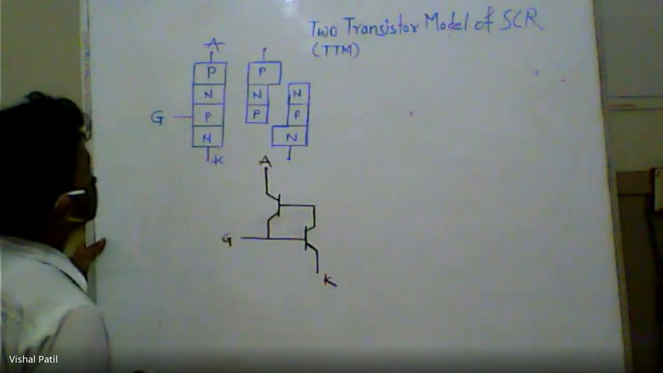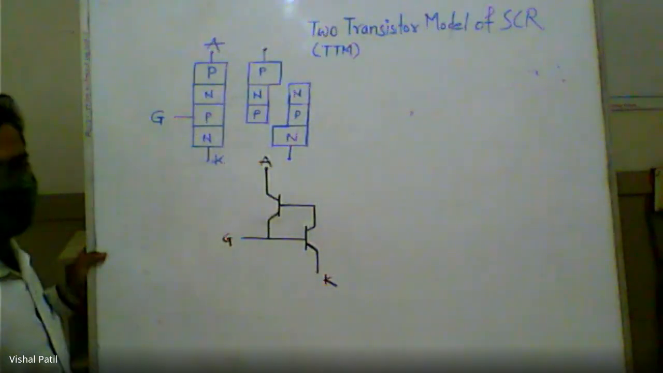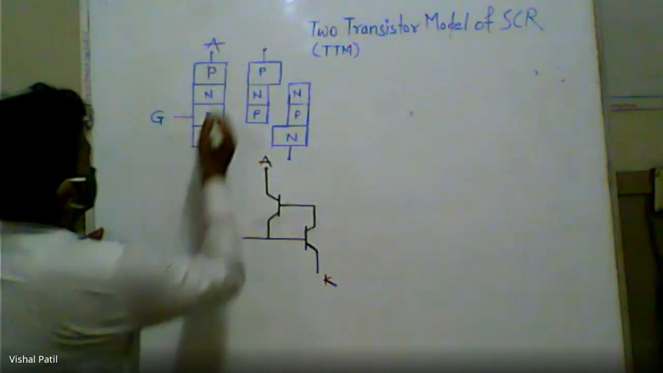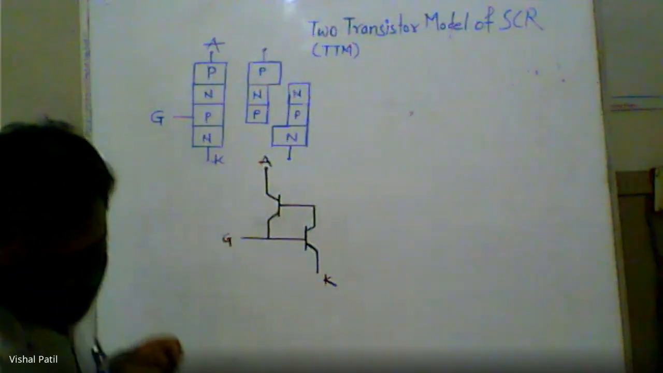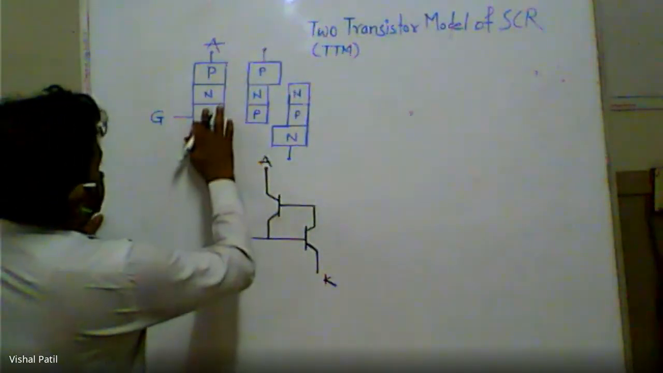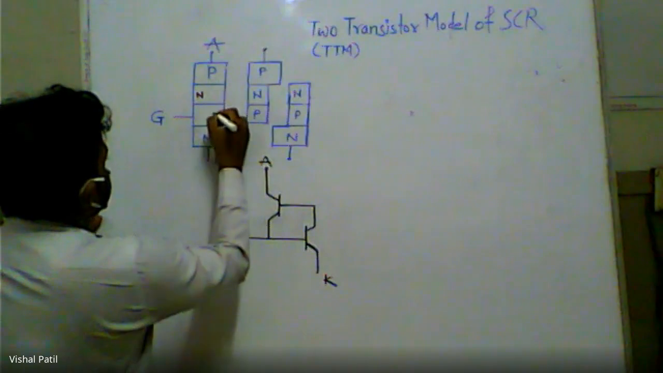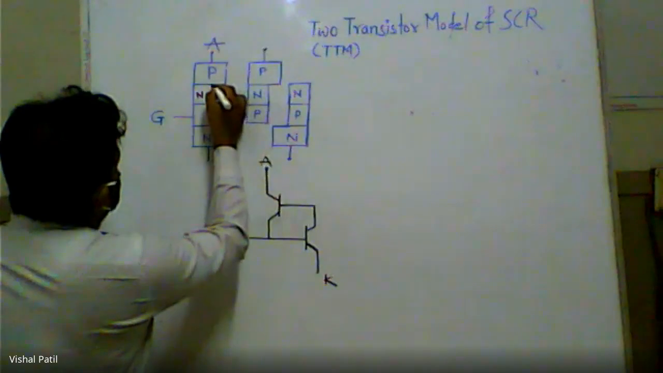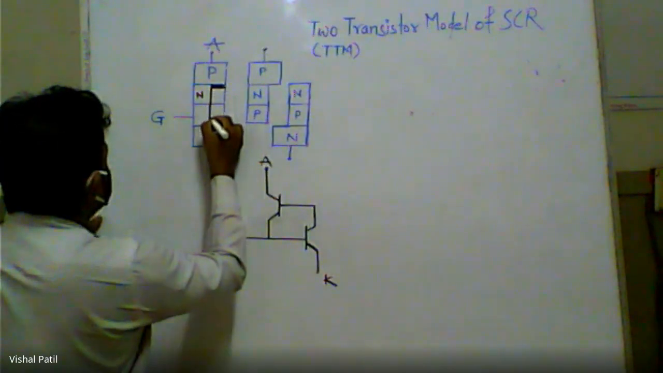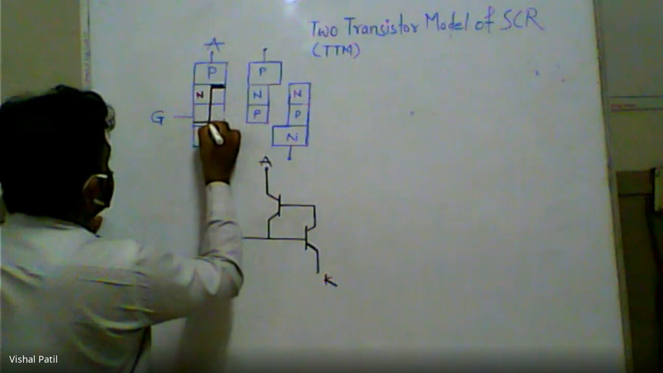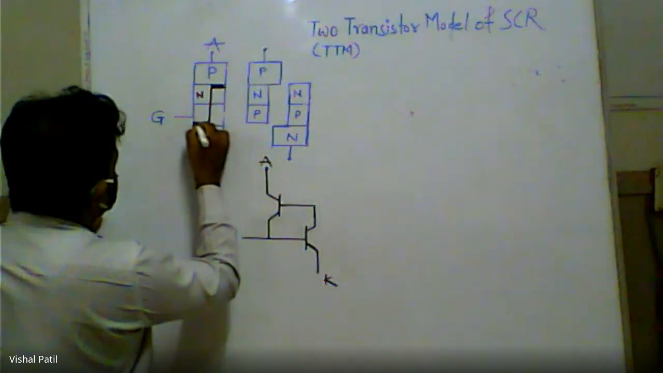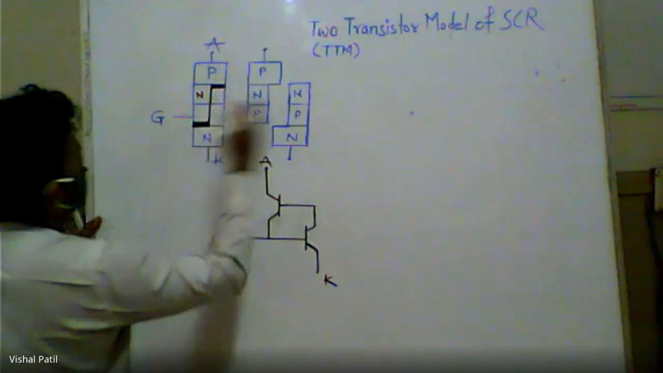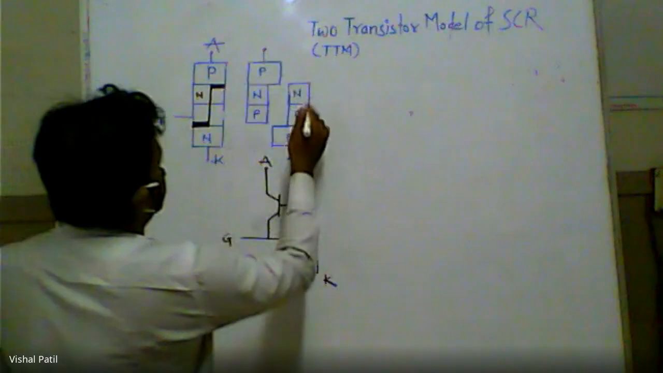As we have discussed, the SCR structure has four layers of P and N material alternately placed. If we bisect that structure in this way, from the second layer of N material to the second layer of P material, and if we could isolate them, then we form the structure like this.